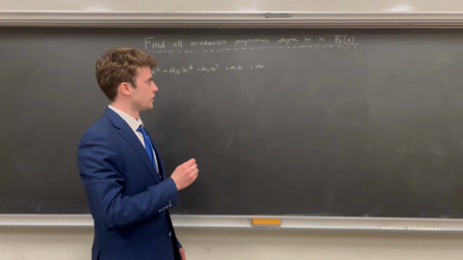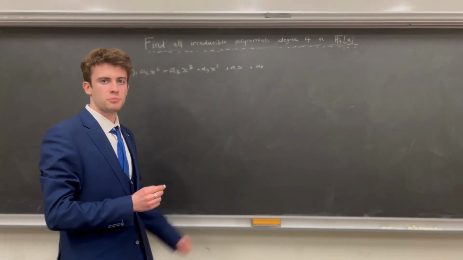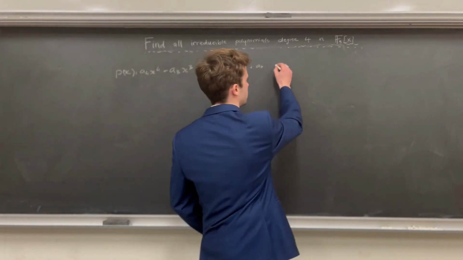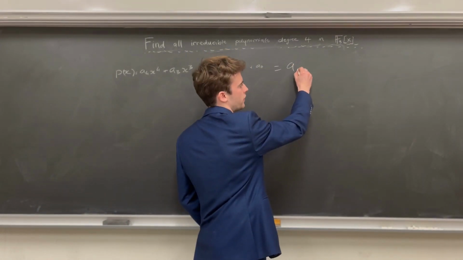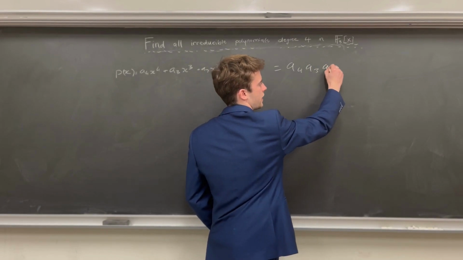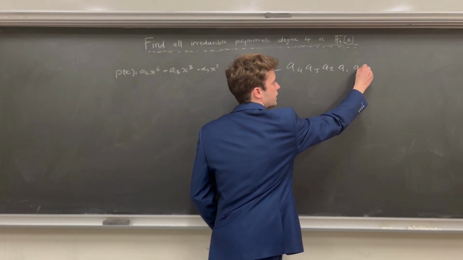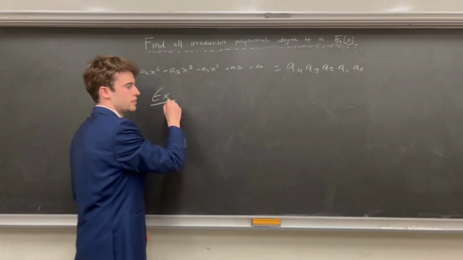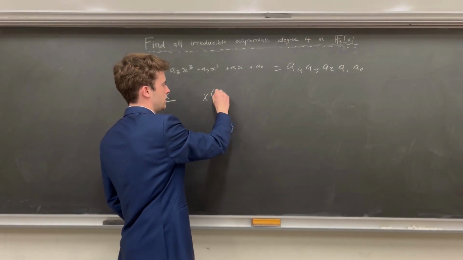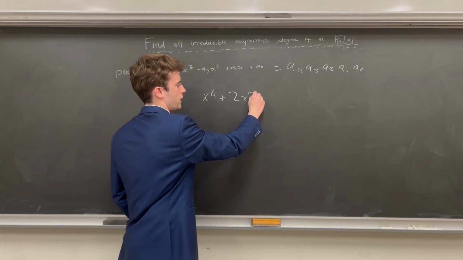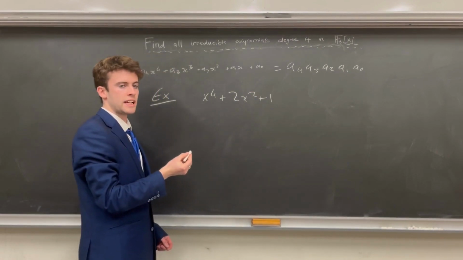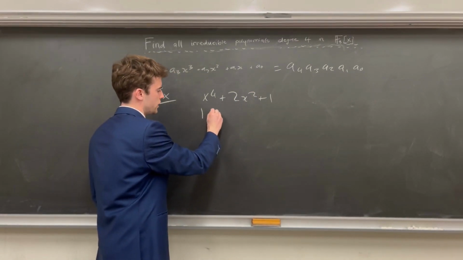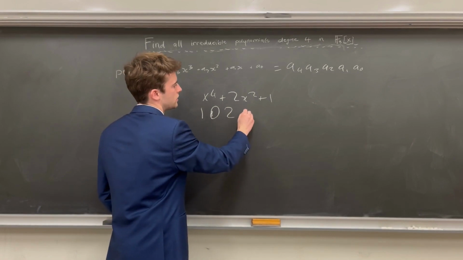To make our life easier, when we're given a polynomial, we're going to rewrite it in a shorter form: a4, a3, a2, a1, a0. For example, if we're given the polynomial x to the 4 plus 2x squared plus 1, we're instead going to rewrite it as 1, 0, 2, 0, 1.